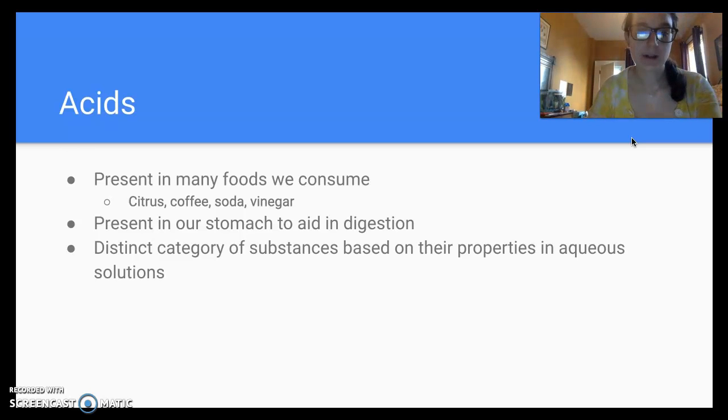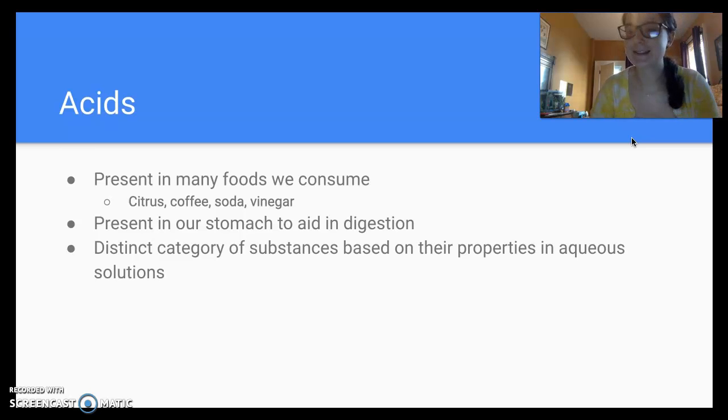So acids are actually a lot more common than you might want to think. Most of the foods that we eat are actually acidic. So all the citrus fruits, coffee, soda, vinegar, all of that is acidic. It's also present in our stomach to help aid in digestion. So a lot of people, when they think of acids, think of something that's dangerous, when in reality, a lot of the acid that we encounter is actually very safe. We even eat it and consume it. So it's not that dangerous.